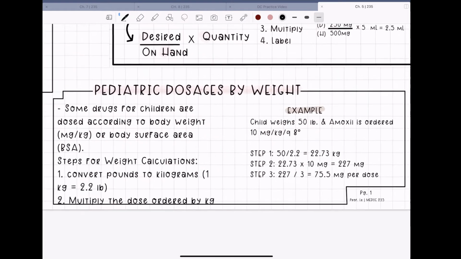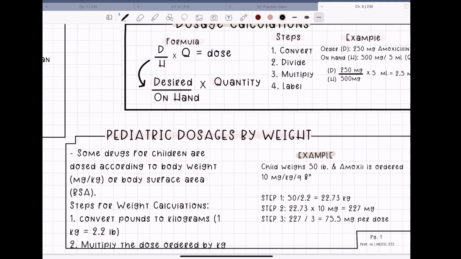Down here, pediatric dosages by weight. So some drugs for children are dosed according to body weight, and that could be milligrams, kilograms, or by body surface area. The calculations for body surface area are kind of convoluted and confusing. So for this course, we're just going to work through how to calculate them by body weight.